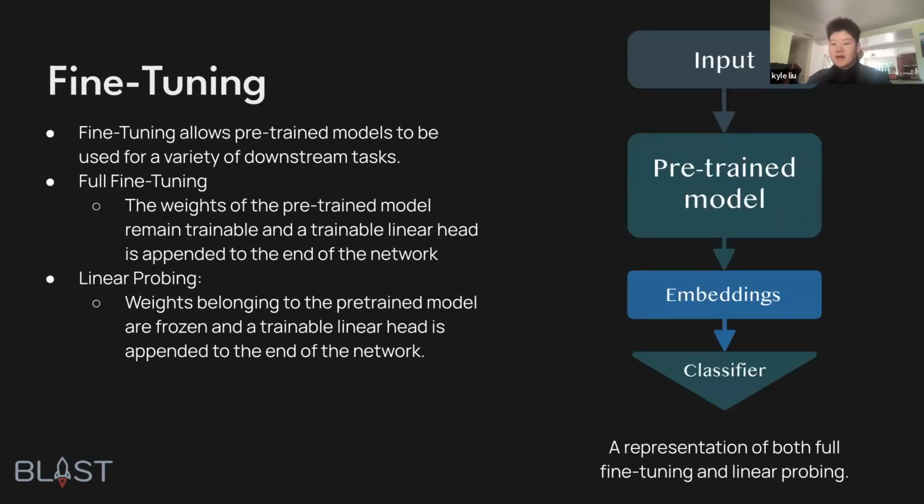Fine-tuning is a technique that allows pre-trained models to be used for different downstream tasks. In one approach to fine-tuning, full fine-tuning, the pre-trained model's weights remain trainable and a trainable linear head is added to the network. In another approach to fine-tuning, linear probing, the pre-trained model's weights are frozen and a trainable linear head is appended to the network. These two processes of fine-tuning can be seen in the diagram on the right.